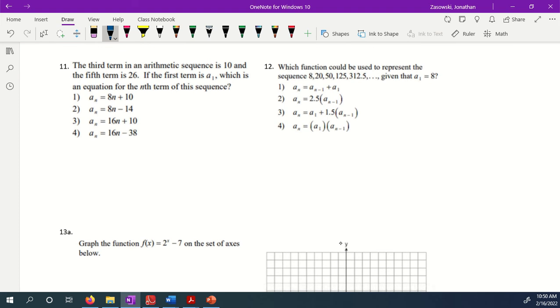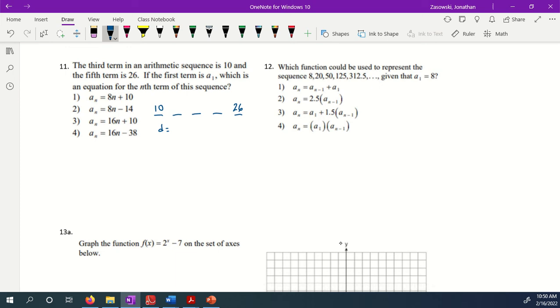Okay, number 11. The third term in an arithmetic sequence is 10. The fifth term is 26. If the first term is A1, what is the equation for the nth term in the sequence? So remember, we need to use our fact that we're going from 10 to 26 over 5 spaces to figure out D. Okay, what does D equal?